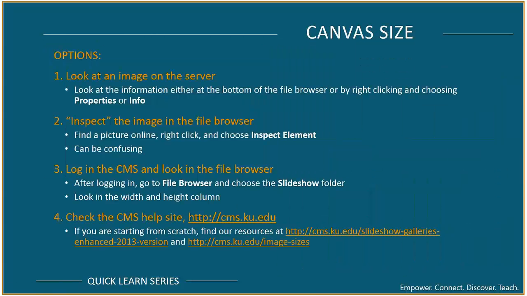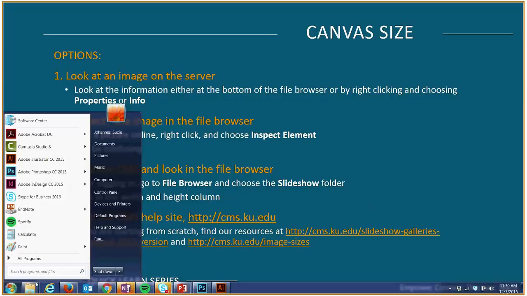Okay, so we're going to move forward and we're going to create our image for the web. Now, in order to create our image for the web, we need to have the right size of image. So how do you find out what size your image should be? There's a couple options you have here. First, you could find an image on the server that has worked in the past.